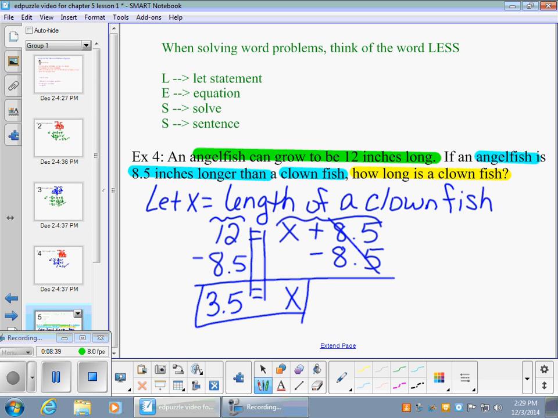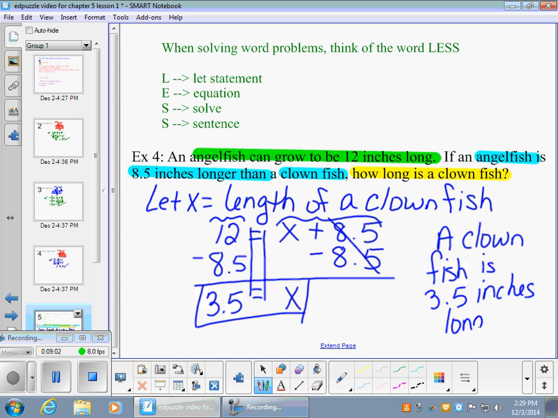So far we have our let statement, our equation, we solved it. Now we need our sentence. The question asks, how long is a clownfish? A clownfish is 3.5 inches long. And now you're done.